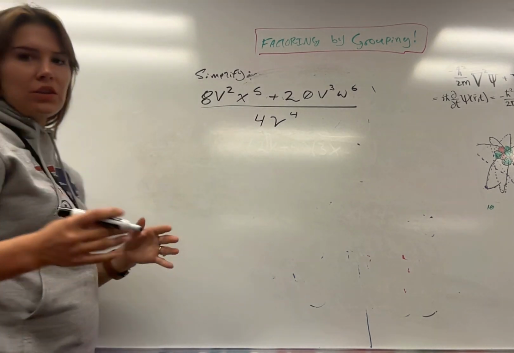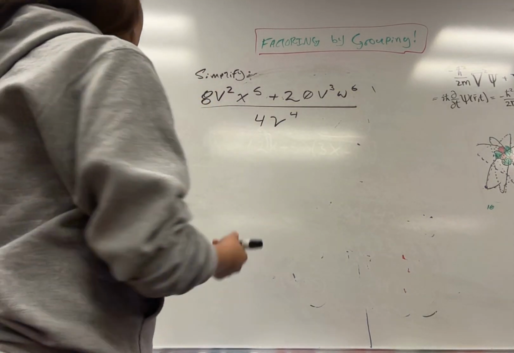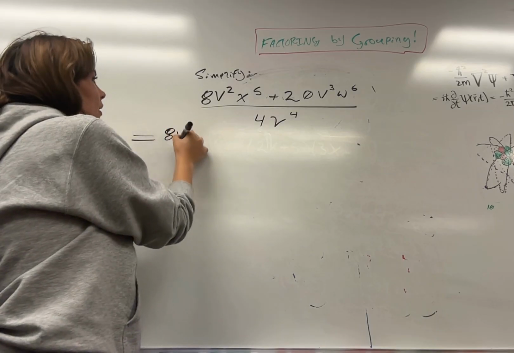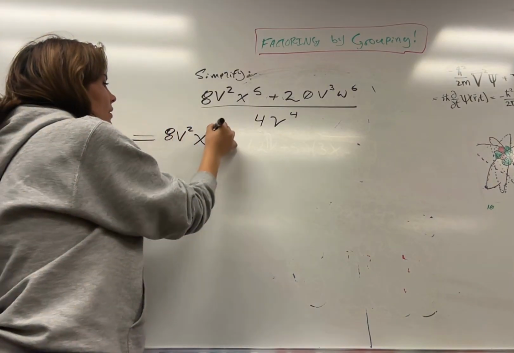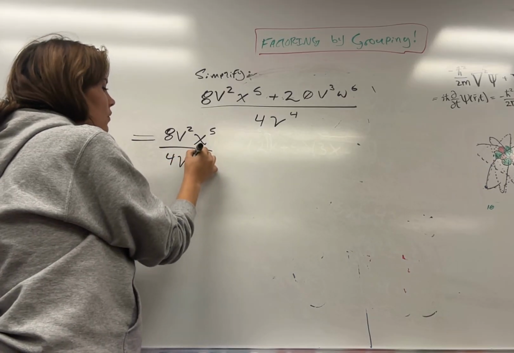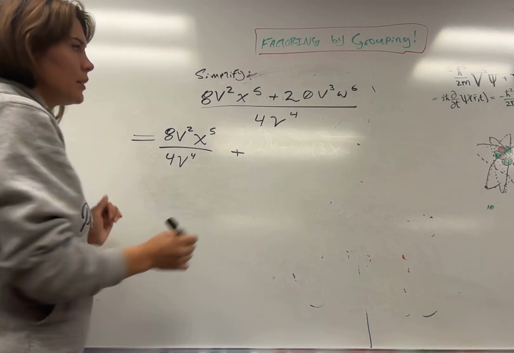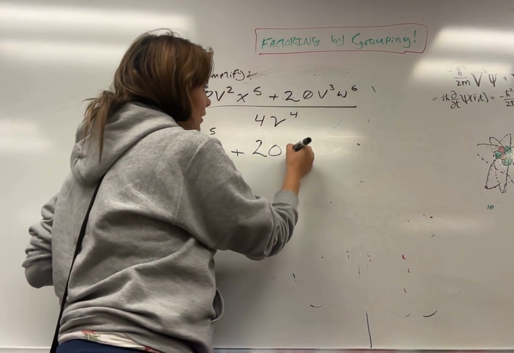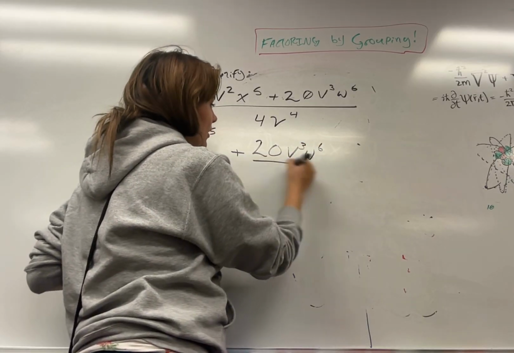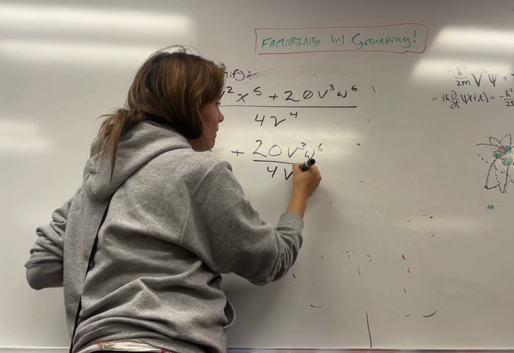And so really, if we want to picture this in a simpler way, all we do is break this up. This is actually equivalent to 8v squared x to the fifth divided by 4v to the fourth, plus 20v cubed w to the sixth divided by 4v to the fourth.